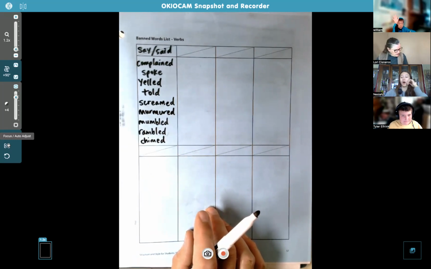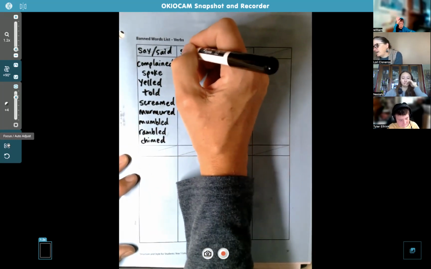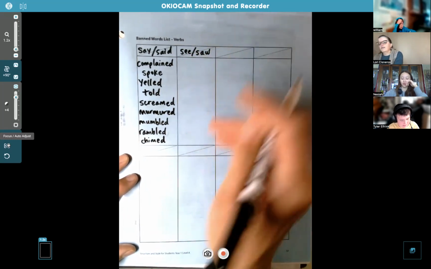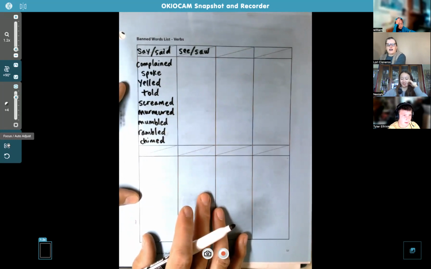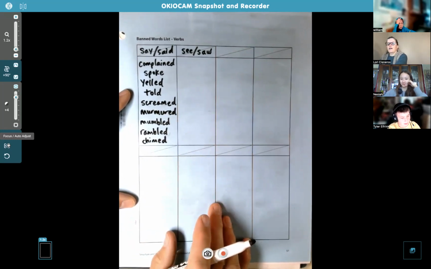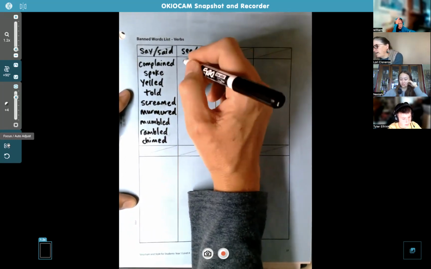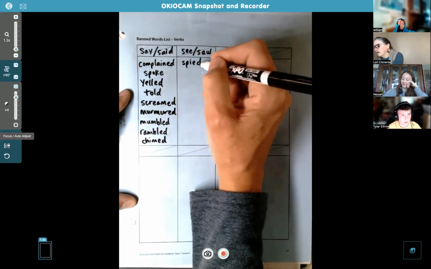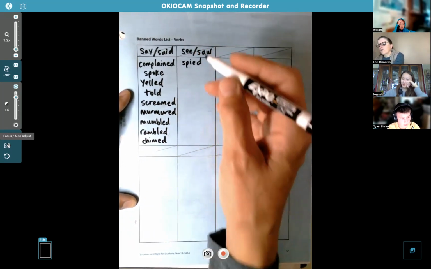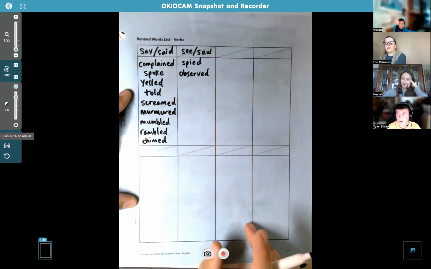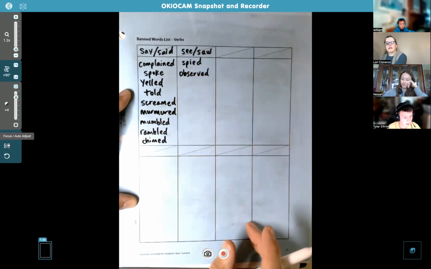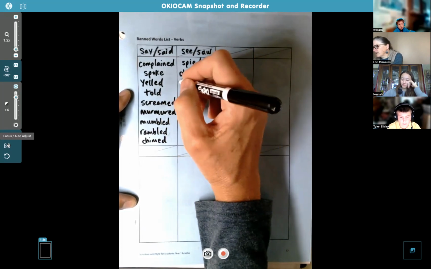Okay, we have one other, and it is saw. So now we can't use see or saw anymore because they're boring. We're going to use better words now. So who has an idea of what you could put instead of see or saw? Maybe spied. Or observed. William? Watched. Good.